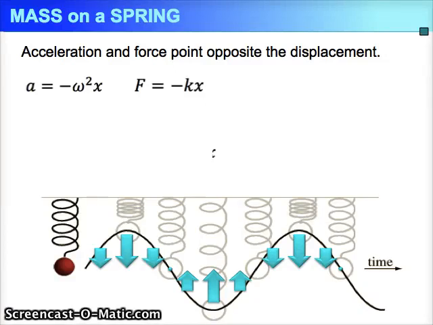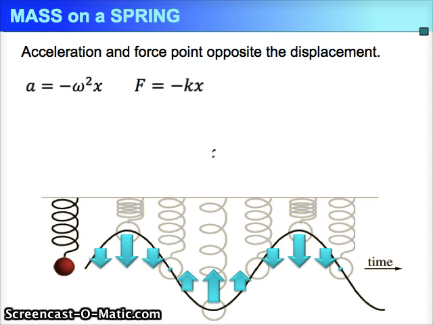So we've seen that for any sort of system that oscillates according to simple harmonic motion, the acceleration and the position have a definite relationship. They are proportional to each other, but it's a negative proportionality, meaning that if x points to the left, then a points to the right. We also have that same situation between force and x for a spring.